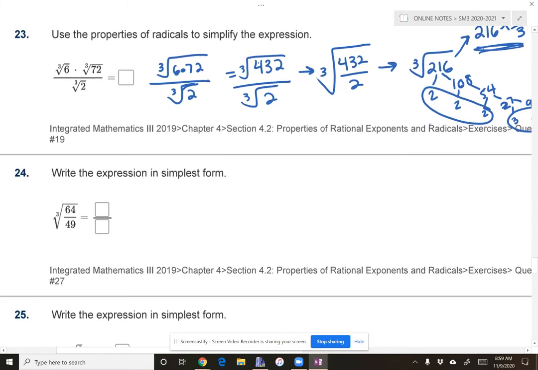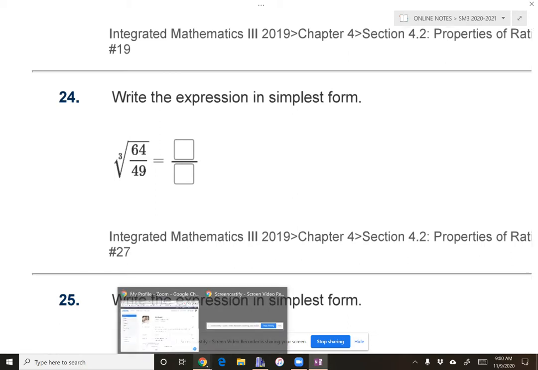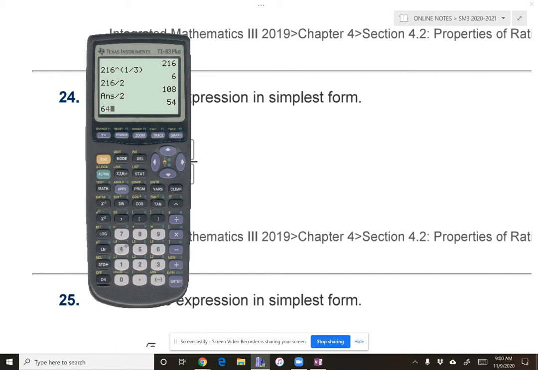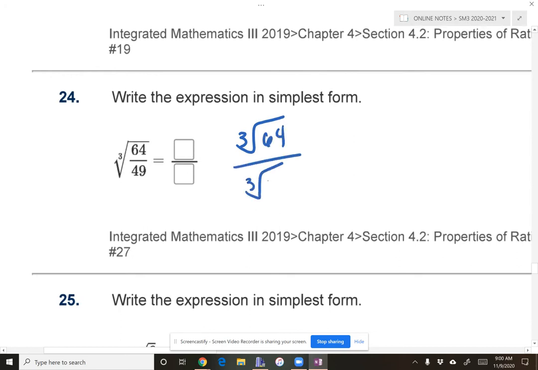Okay, that's 23. 24, simplify the expression in simplest form. Okay, same exact idea. These are the same ideas. If you were to do 64 divided by 9 in your calculator to try and see if that simplifies, divided by 49, you get a decimal. So you know that's not going to happen. So we've got to separate them. Okay, and I'm going to try and simplify them before, so I'm going to break them up.